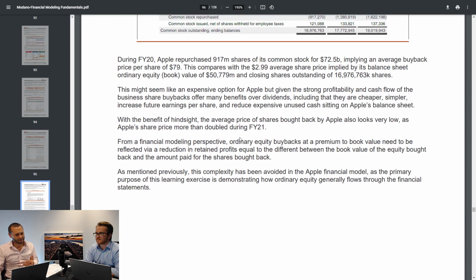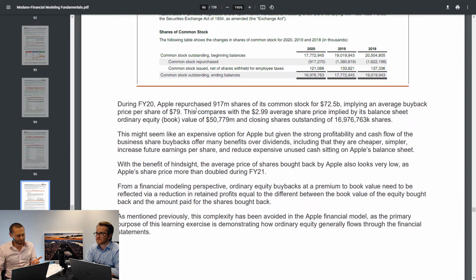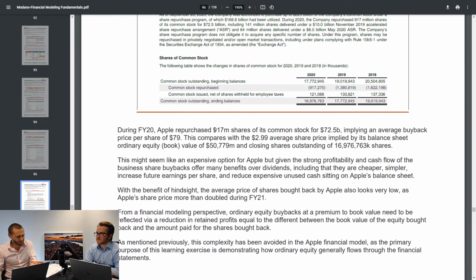So this makes modelling this really complicated because when you're buying back, they repurchased, during FY20, $917 million shares, for $72 billion, implying an average buyback price of $79, which compares to the $2.99 average share price implied by its balance sheet. Ordinary book value of 50 billion and shares outstanding of like 16 what is that, 16 million? So it's 16 billion shares. So 16 billion shares. Yeah, wow.